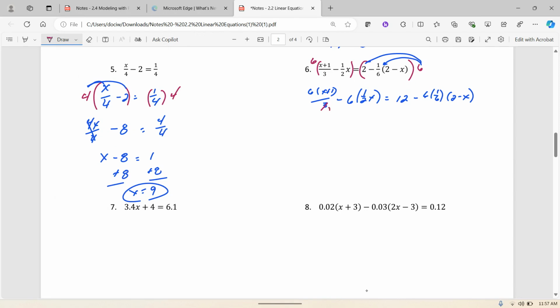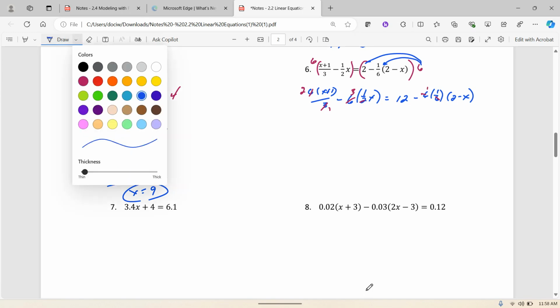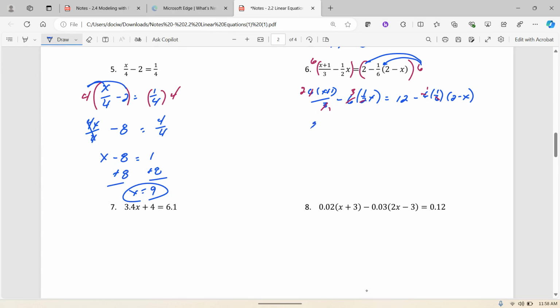So 3 goes into 3 once and into 6 twice, where 6 divided by 3 is 2. 6 divided by 2 is 3. 6 divided by 6 is 1. And notice that that will clear all of my fractions. Cleaning this up, I have 2 times x plus 1 minus 3x, right? Here's the 3, here's the x. 3 times 1 times x is 3x. Copying down the 12. Now we've got minus 1 times 2 minus x.